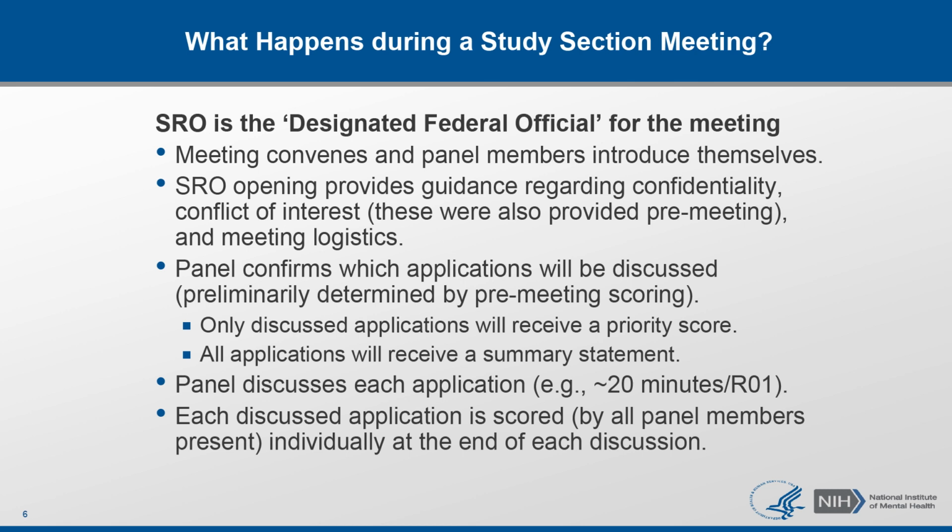But of course, you could imagine a group of scientists could spend an hour, 2 hours talking about any given project, but they need to spend enough time for the group to get a sense of where they think the strength of the application stands, and then to also move through meetings, which can often have dozens of applications, if not more, in them. Each application is scored by all panel members. So this is each application that is discussed. I'm sorry. Those are scored by all panel members at the end of the discussion.